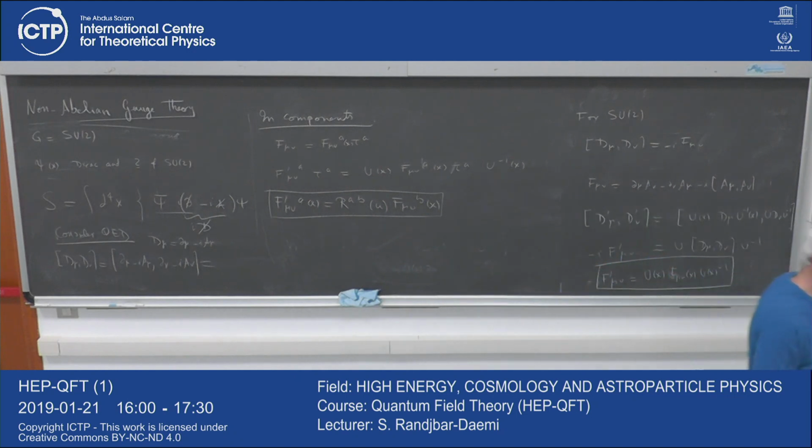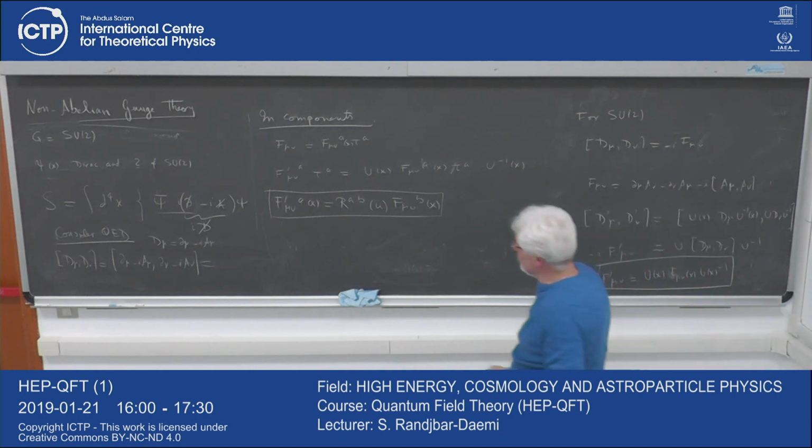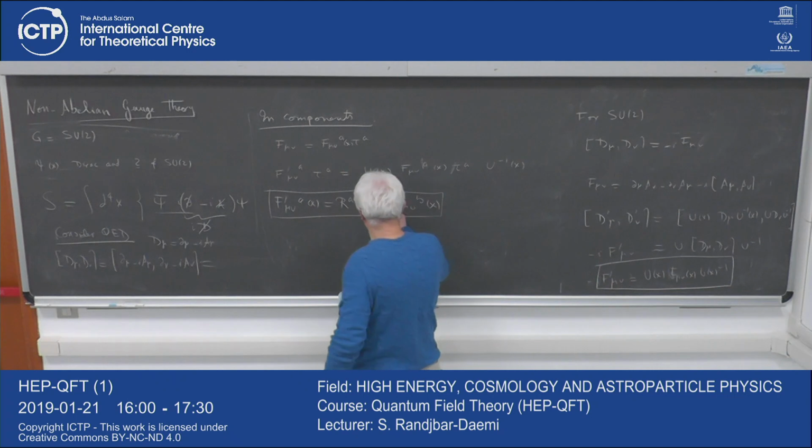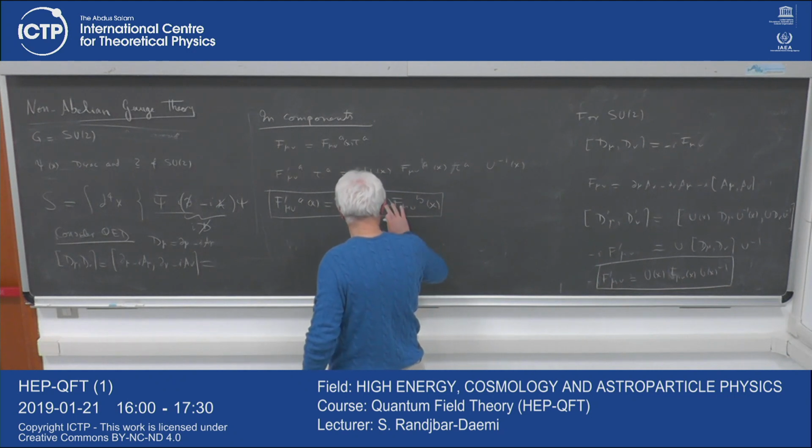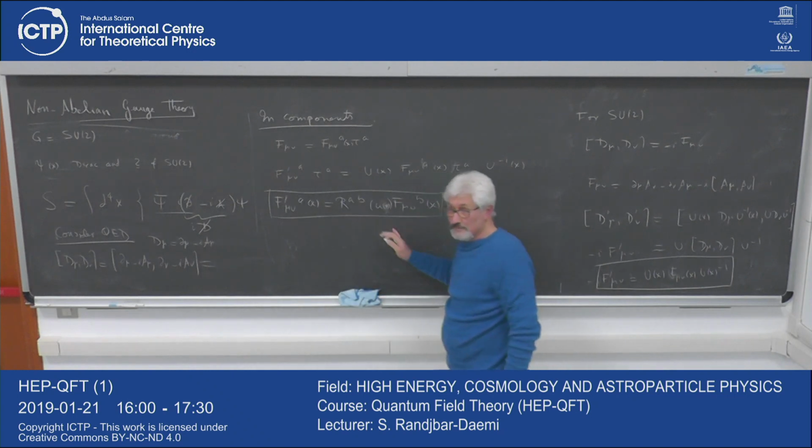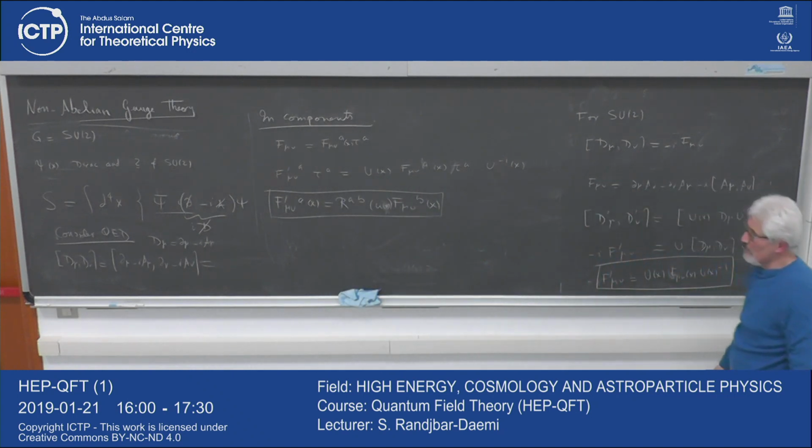Okay? In the case of U(1), the adjoint representation is just 1 and F remains invariant. But for larger groups, there is a non-trivial, x-dependent matrix which enters there. Any questions so far?